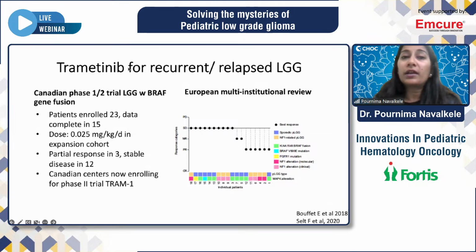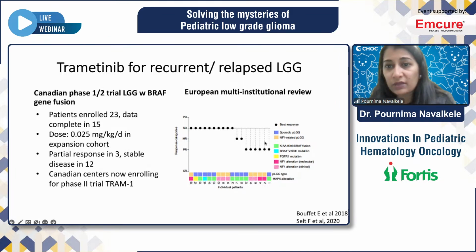Trametinib has also been tested for recurrent relapsed low-grade glioma by the Canadian group led by Dr. Eric Bouffet, and a specific expansion cohort dose was tested, and either partial response or stable disease was seen, and they are doing a phase 2 trial. And as you can see on the right side, the multi-institutional review of use of trametinib does show a partial to stable response in patients.